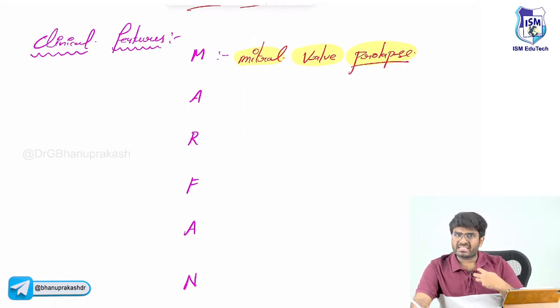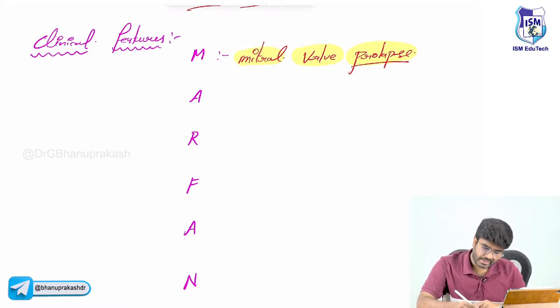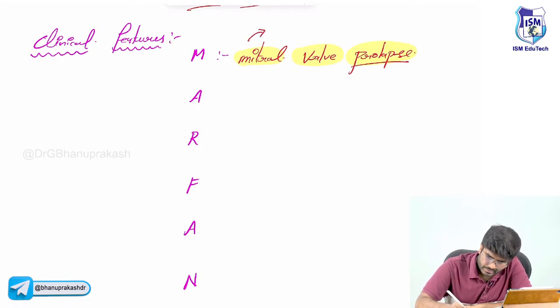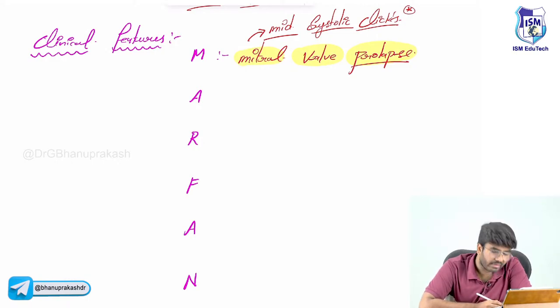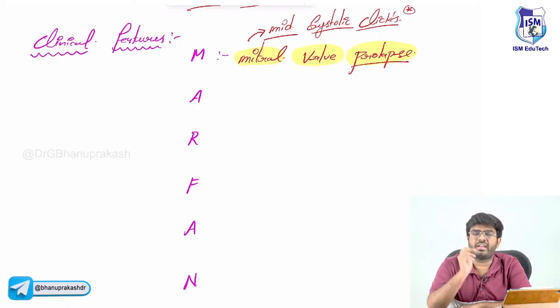Now, when you auscultate my heart sounds, what is that thing which you can hear? What is that keyword? If I am the one who is having mitral valve prolapse, what is that murmur kind of thing that you can hear? Any idea? Mid-systolic click. In the condition of mitral valve prolapse, the patient is going to have a mid-systolic click. Whenever you see the word mid-systolic click, think about mitral valve prolapse.